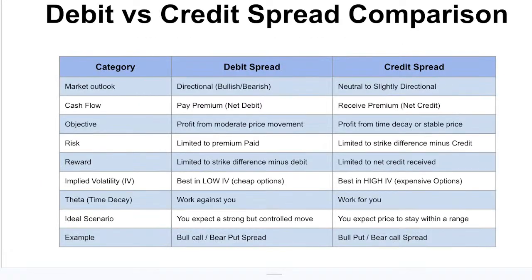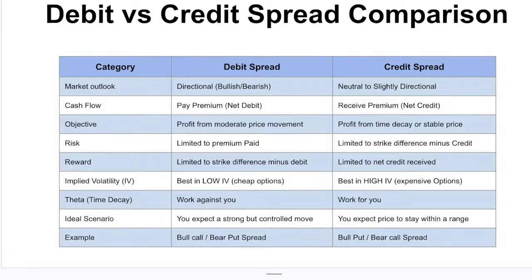So just now, in the previous video, we talked about debit. Right now, we talk about credit. So we do a little bit of comparison of debit and credit. Category, market outlook: debit will look into directional, while credit will look into neutral. Cash flow: pay premium versus collect premium. So net debit, net credit.